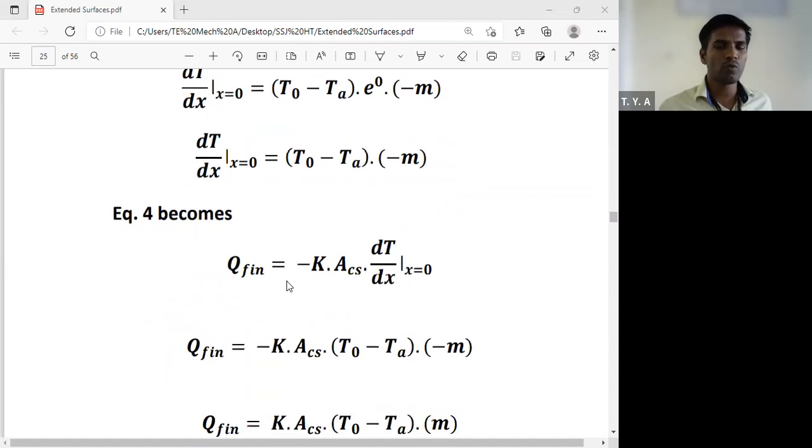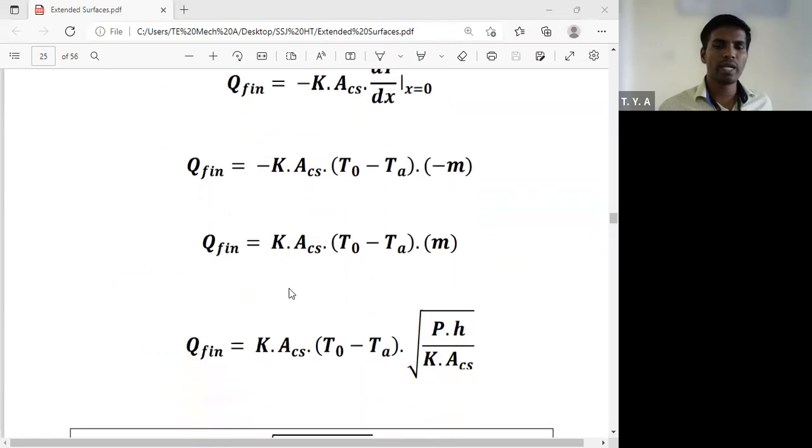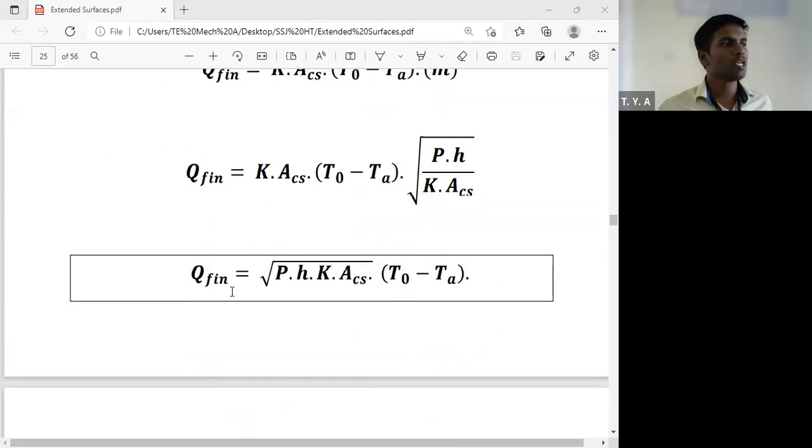So therefore Q fin is equal to minus k into cross section area into dT by dx at x is equal to 0. So in this equation we have to put this value. So therefore we get the equation for the Q fin as square root of P into h into k into cross section area into T0 minus Ta. Okay, so this is the equation to calculate the rate of heat transfer when the length of the fin is infinite.